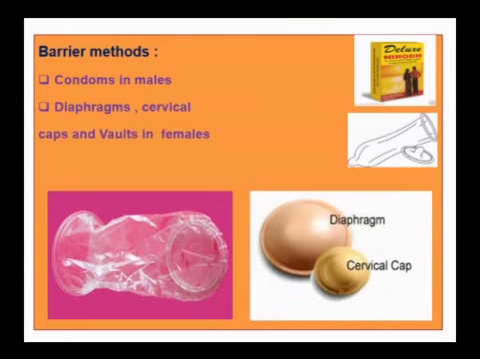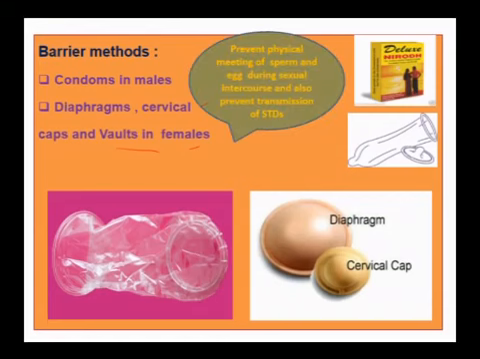Then barrier methods include condoms in males, diaphragm or cervical caps in females, vaults in females. How do barrier methods prevent fertilization? Barrier methods act as contraceptives and thereby they prevent fertilization and pregnancy by preventing physical meeting of sperm and egg during sexual intercourse.